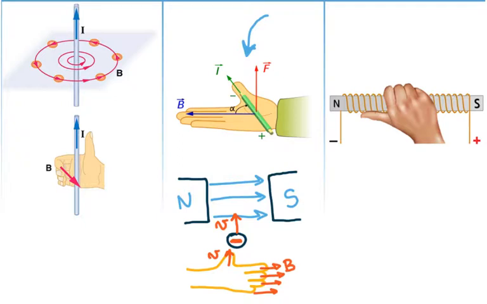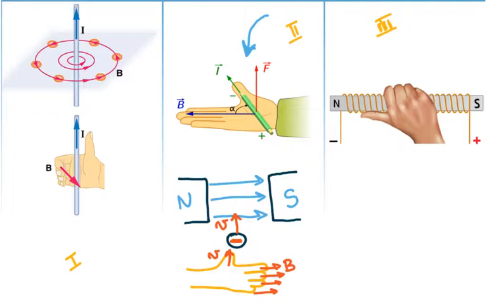Then, this was the second rule, and the next one is the third rule. What if you take the wire and you wrap it around to make a coil? So here in the picture, in the third rule, I have a coil.